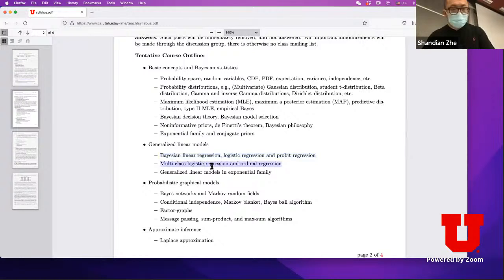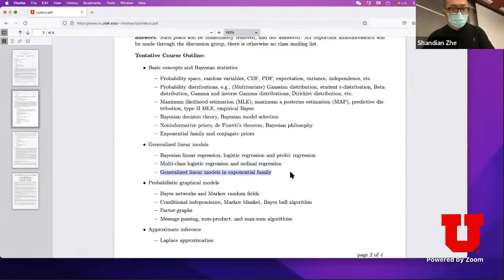And multi-class logistic regression and ordinal regression, if you are predicting discrete outputs and those outputs are ordered, like you want to predict the rank. We label it as rank 1, 2, 3, 4. Those labels are ordered, so it's not appropriate to just predict a discrete label. You have to consider ordinal order information. How do we build up a probabilistic model doing this?